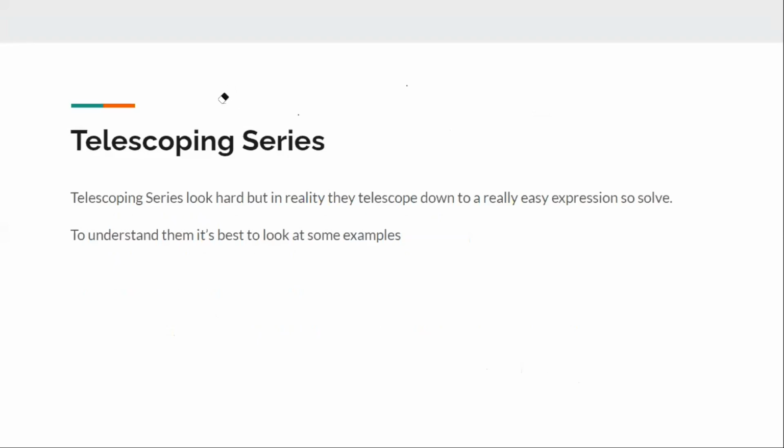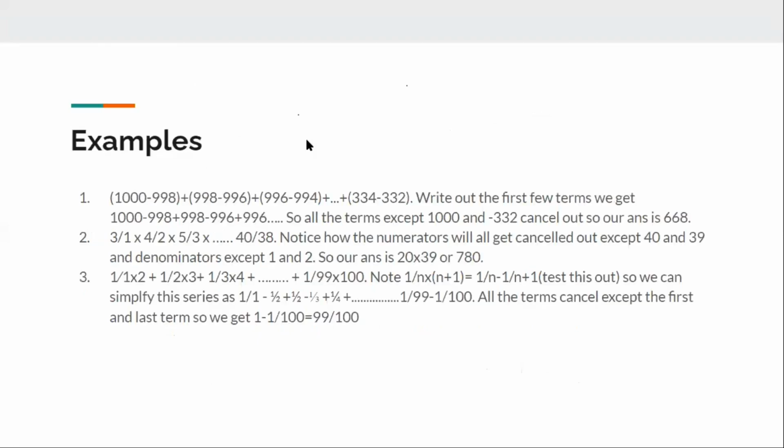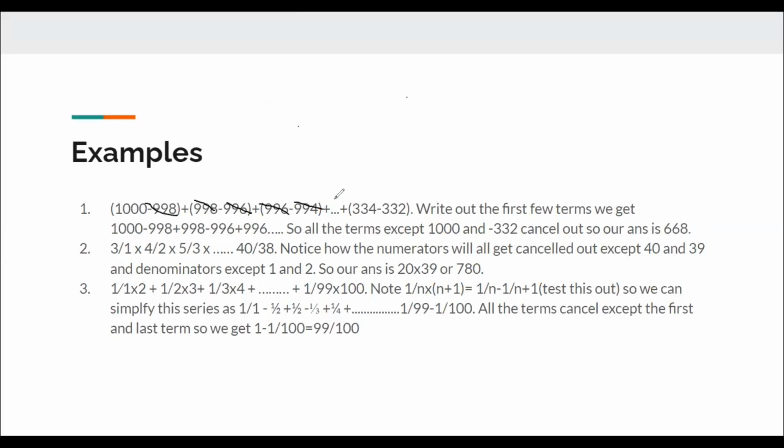Okay, telescoping series look hard, but in reality, they telescope down to a really easy expression to solve. So here's some examples. We're running out of time, so I'm going to try to go fast here. So 1000 minus 998 plus 998 minus 996, and so on, all the way to 334 minus 332. Notice how these terms cancel. So do these terms. So will these terms, and so on. This term will cancel, but this term will not cancel because there's no plus 332 anywhere. And same thing with 1000. There's no negative 1000 anywhere, so it won't cancel. So your answer is just 668.